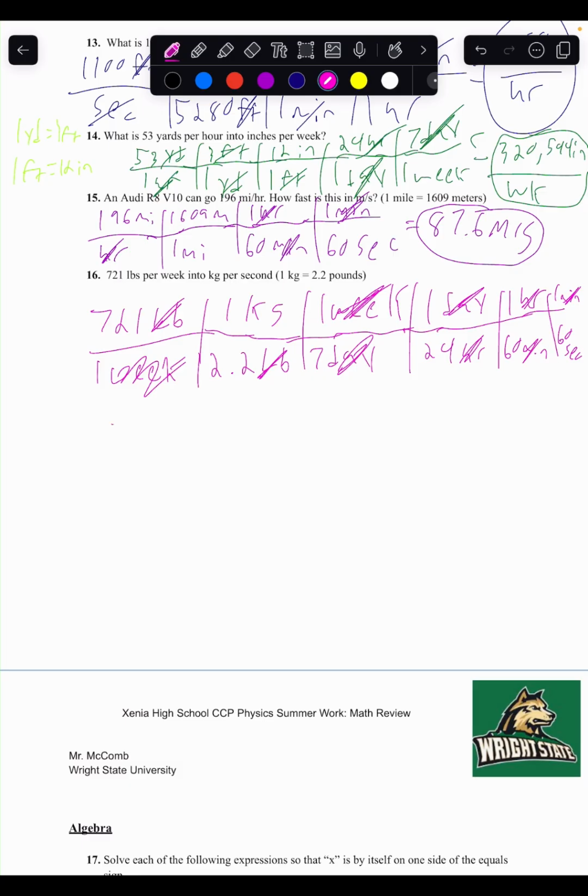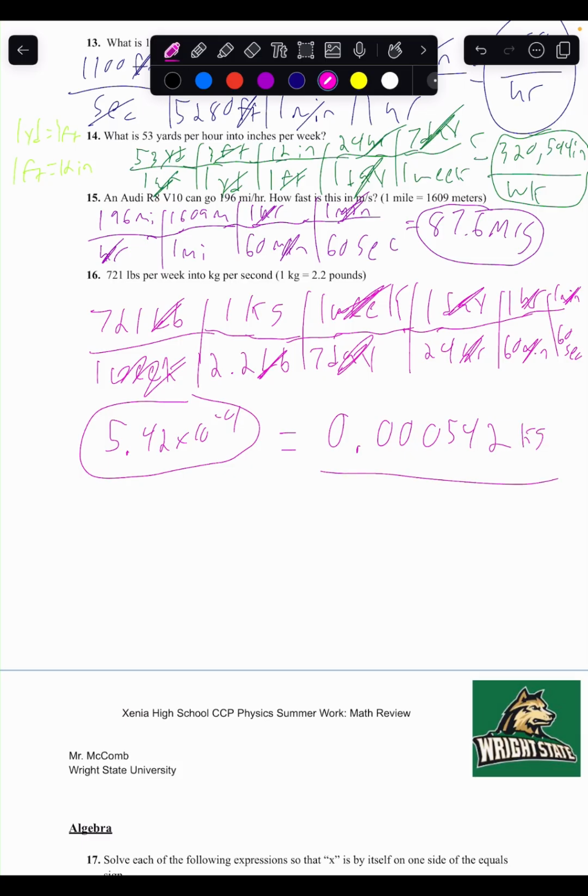We get 5... oops, that's not a 5. 5.42 times 10 to the negative fourth, which is equal to 0.1233542. Right, 1, 2, 3, 4, yeah. Times 10 to the negative fourth is like that. And that's in kilograms per second. All right, easy peasy. See you guys in the next step.